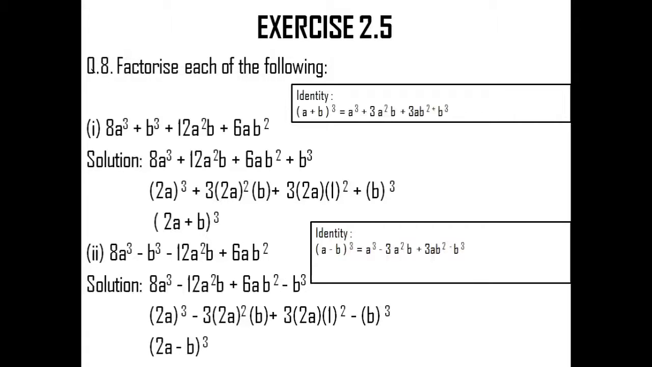You will realize that the given question is of the form a cube minus 3a square b plus 3ab square minus b cube. Hence, I can conclude that the identity is (a minus b) the whole cube, where a is 2a and b is itself. So the final answer is (2a minus b) the whole cube.